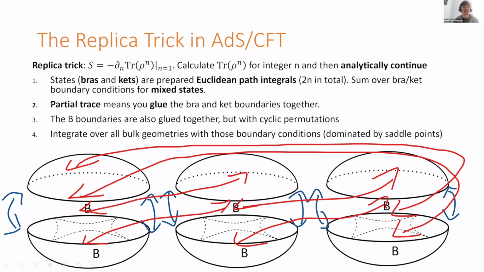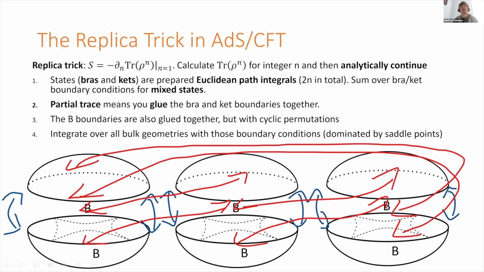The partial trace means that you glue your bra boundary to the corresponding ket boundary. That's just a rule for how you do a partial trace in path integrals. So that's these blue lines. You take this complementary region, big B bar, in the ket, and you glue it to the corresponding bra, and you do that in each of the n bras and n kets.